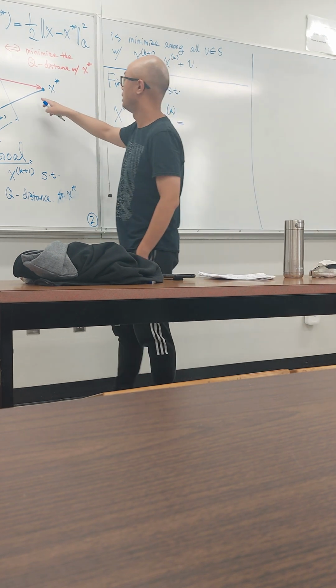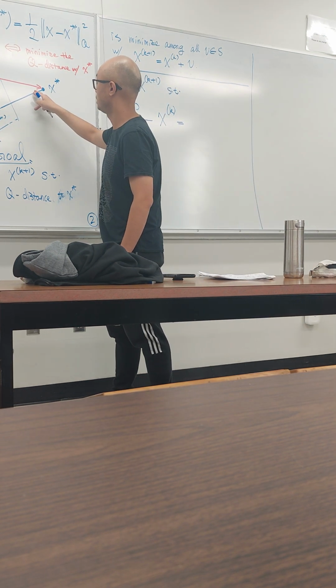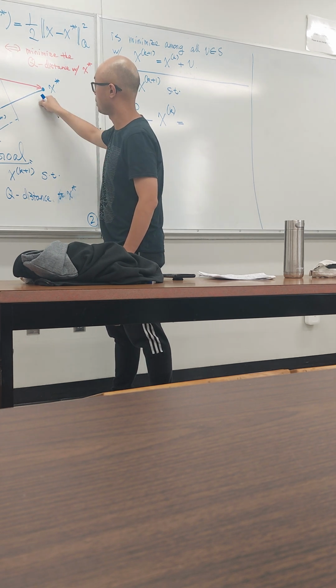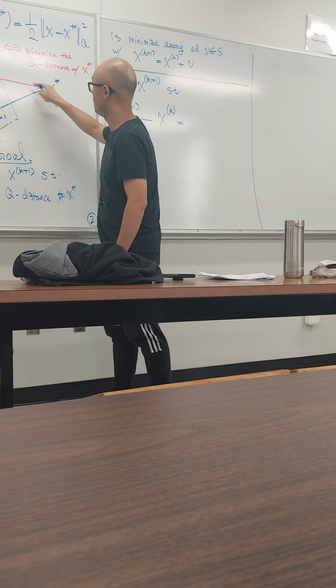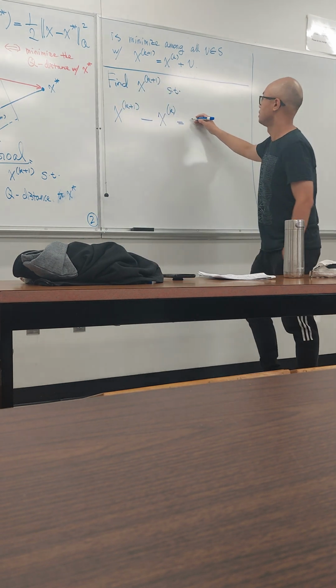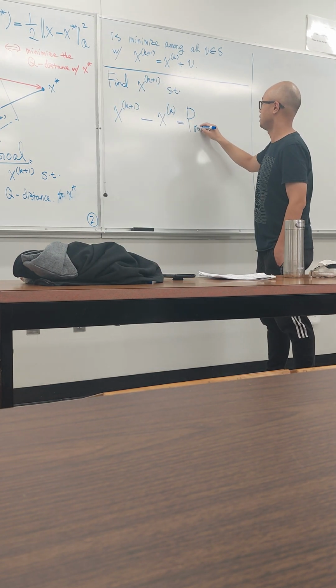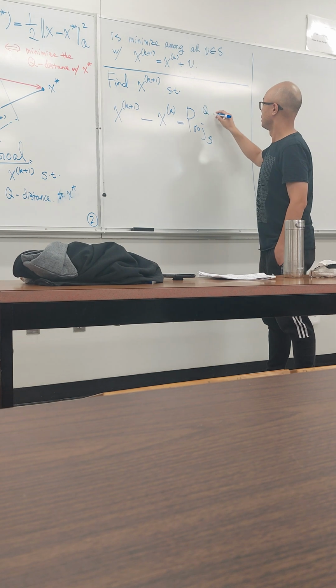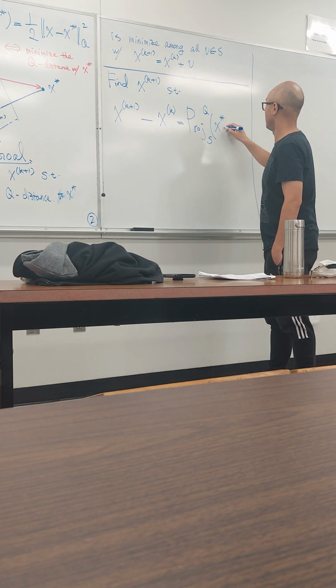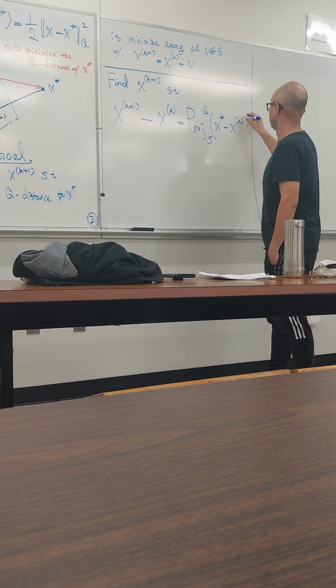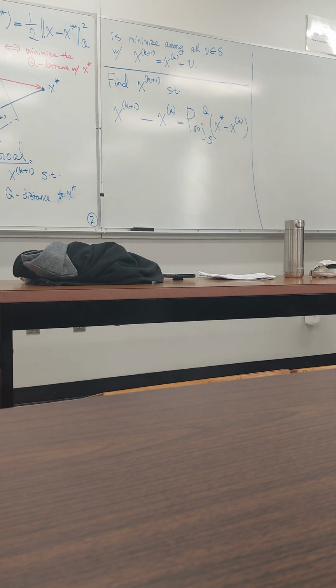Wait a second. So this is a projection of this. It's end subtract beginning, right? So this is end subtract beginning. So it's a projection of x star subtract xk. This is what we want to put in the context of projection.